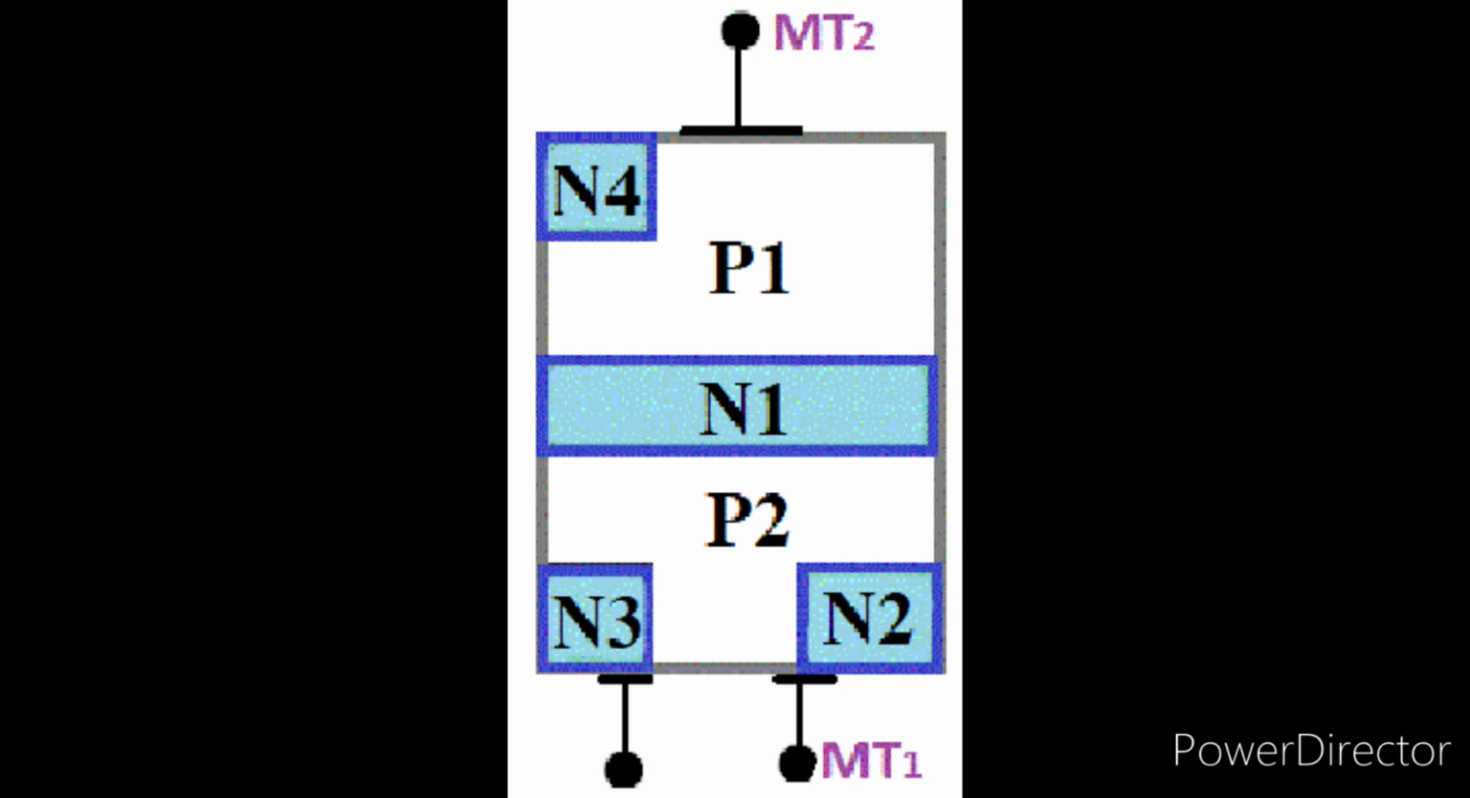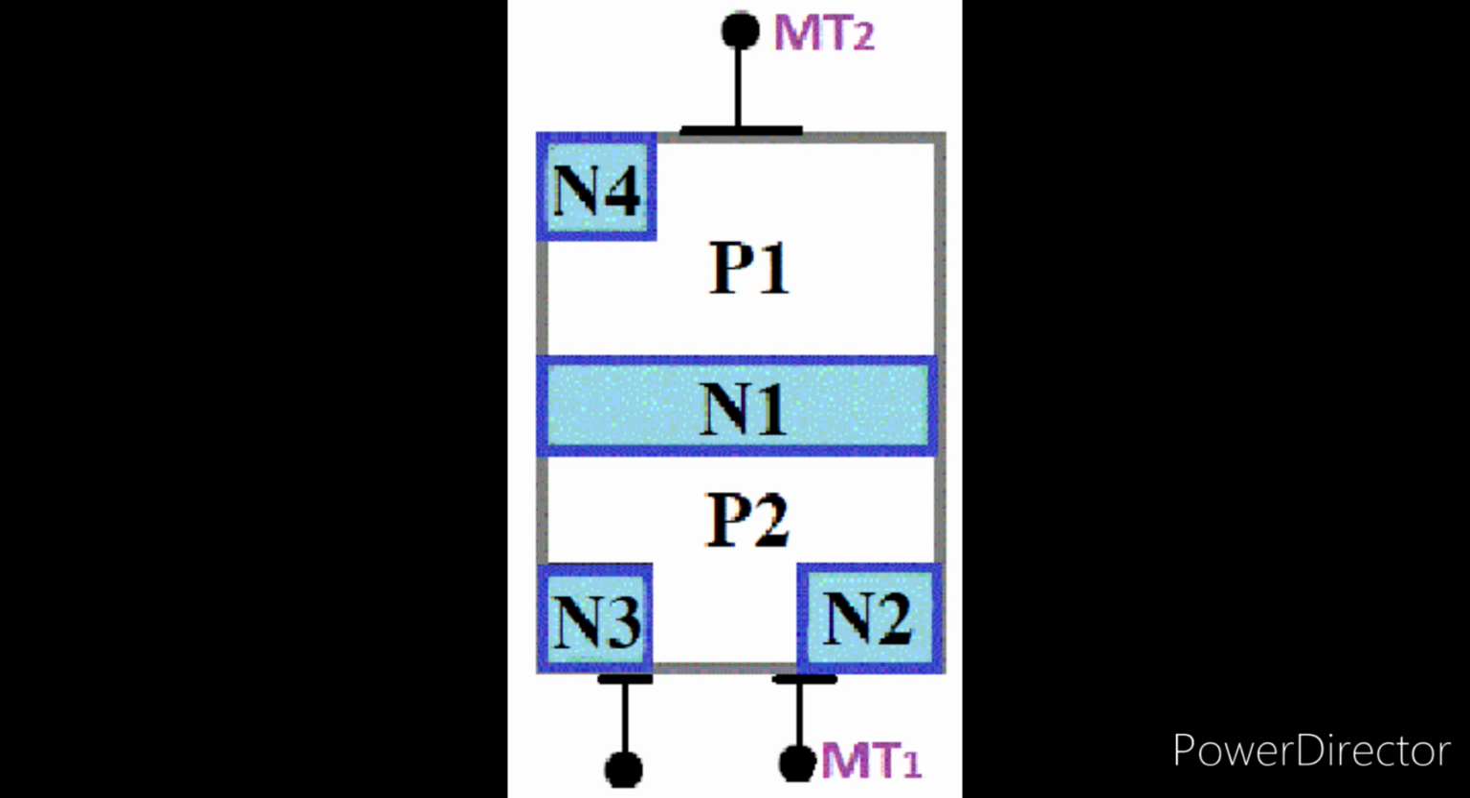And also understand that gate electrode will also be connected with both P and N regions. Then only TRIAC can be triggered by both positive as well as negative gate currents. So remember that TRIAC is a 4-layer device with 6 doping regions. Now let us understand the working of TRIAC when gate is open.